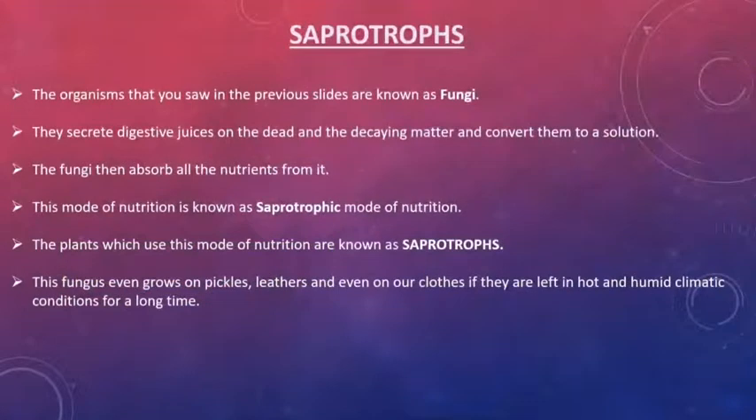The organisms that you saw in the previous slides are known as fungi. They secrete digestive juices on the dead and decaying matter and convert it to a solution. The fungi then absorb all the nutrients from it. This mode of nutrition is known as the saprotrophic mode of nutrition. The organisms which use this mode of nutrition are known as saprotrophs.